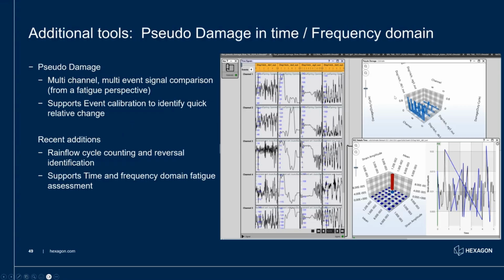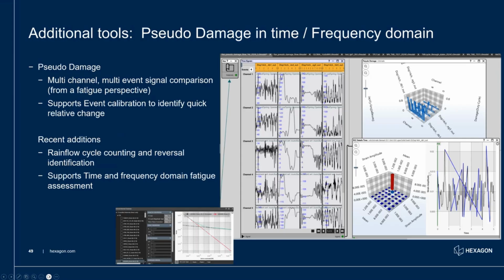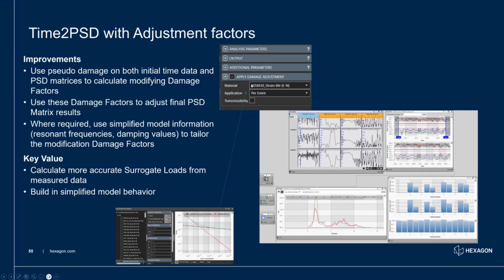And then you look at our different channels in different events. This could be the same strain gauge under different conditions, and it could be different directions, different locations. Immediately you get a sense of where the problem could be, and then you can do rainflow cycle counting, even look at a particular peak in time, and we can do this in the time and in the frequency domain.